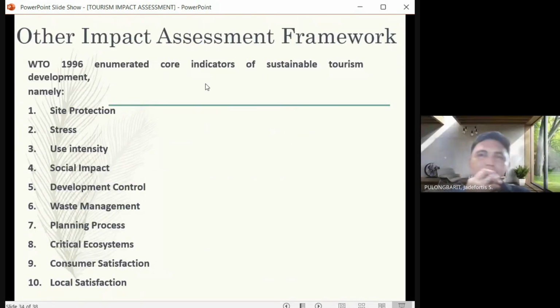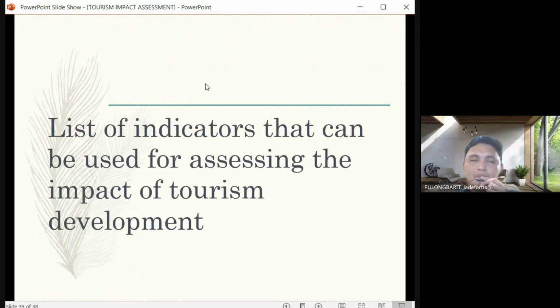Other impact assessment framework. So that is under ng UNWTO, which was implemented noong 1996. And UNWTO po, nag-enumerate po ng mga core indicators of sustainable tourism development such as the site protection by stress, use intensity, social impact, development control, waste management, planning process, critical ecosystem, consumer satisfaction, and local satisfaction. So these are the additional core indicators for sustainable tourism development. So these are indicators that can be used for assessing the tourism impact of tourism development to avoid the negative impacts and to sustain the positive impacts of the certain destination.